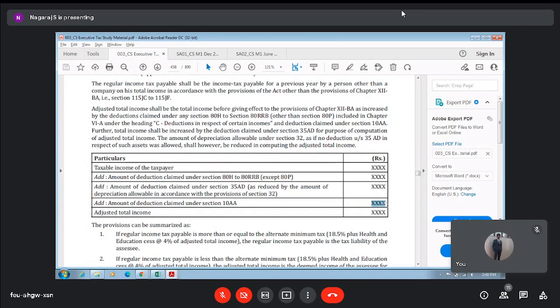For the first 5 years, it is 100% of profit of the SEZ unit. Next 5 years, it will be 50%. Next 5 years, it will be amount transferred to SEZ reserve account or 50% of profit, whichever is higher or less, whichever is less. If you claim the deduction there, same amount you need to add, then you will get the adjusted total income. On this, you need to apply 18.5% plus surcharge plus health and education cess.